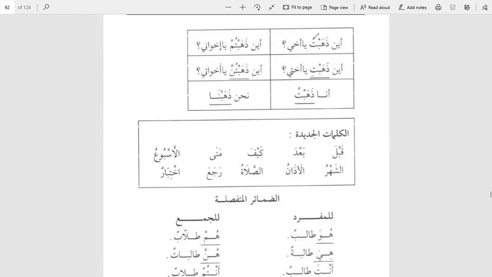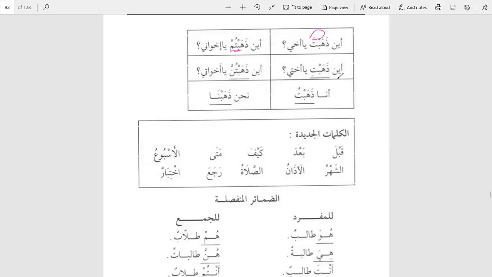This is where we are talking about. We use a ta. And when you're addressing masculine plural, we use it for a group of male persons. We say, Aina dhahabtum ya ikhwani. So look at this, dhahabtum. This is plural, or this is jam'u mudhakkar salim.